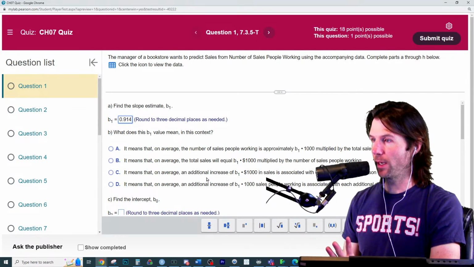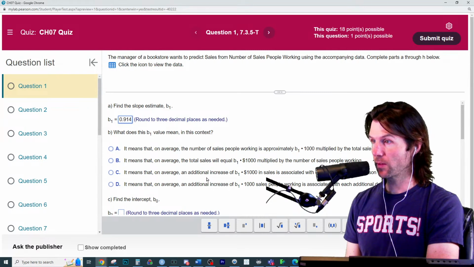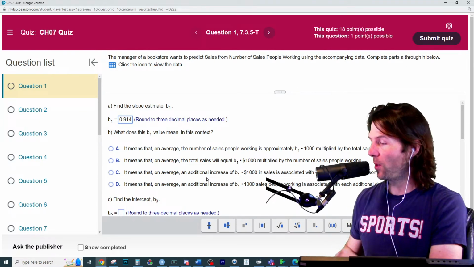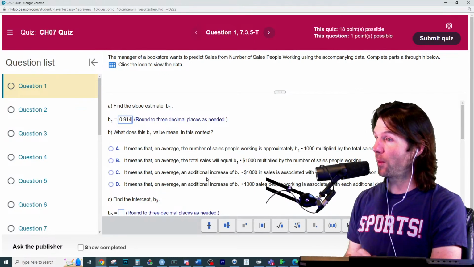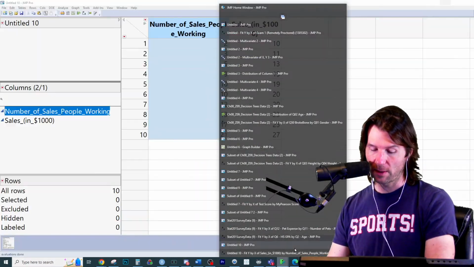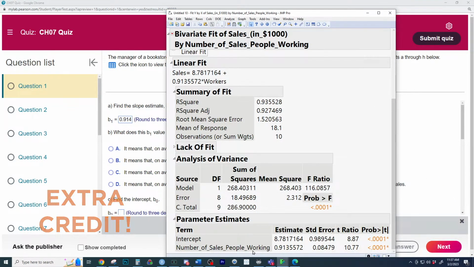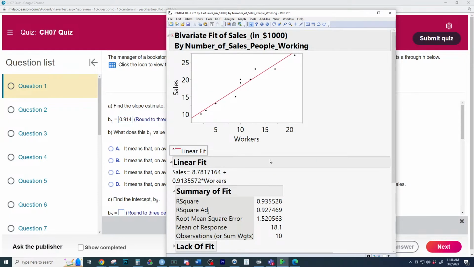So what you want to do right now is go to your notes from class where we have the interpretations. For each 1 unit increase in X, we expect Y to increase or decrease by B1 on average. Write it down and then find the answer that matches. So what we want to do right here, great job, Jesse, is interpret the coefficient of the slope right here. For each additional worker, we expect the sales in thousands of dollars to increase by 0.91 on average. So for each additional X, we expect Y to increase by B1 on average.